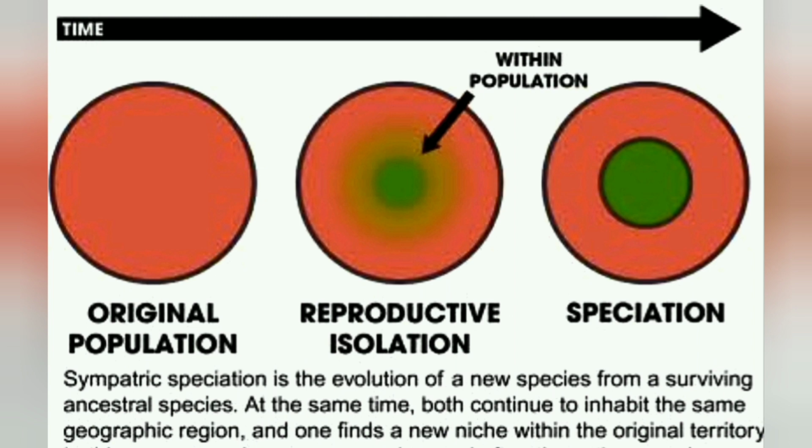Reproductive isolation brings about sympatric speciation, that is, it is the cause. For the other three types of speciation, reproductive isolation was a result of speciation, but here it is the cause.